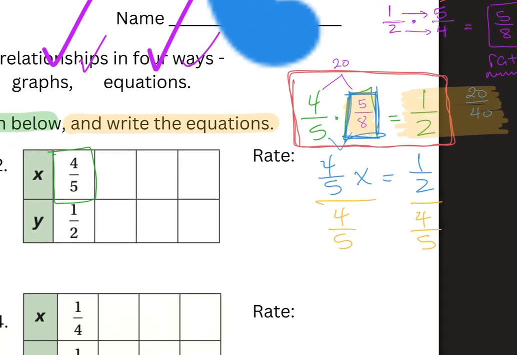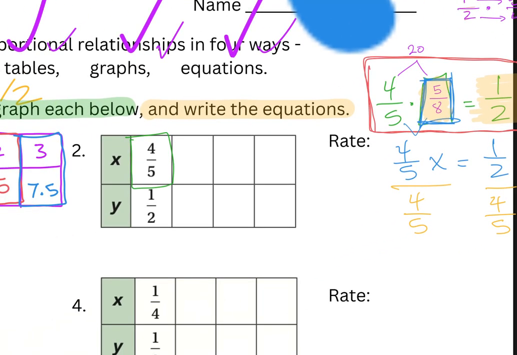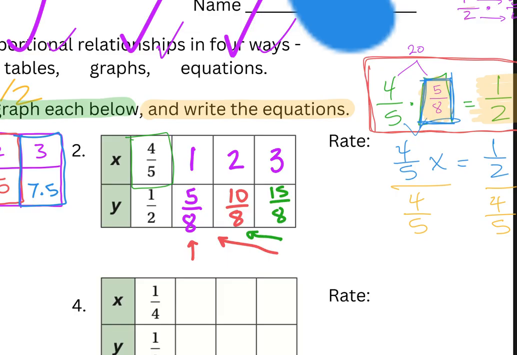So if the rate is 5/8, here's what I'm going to do. I'm going to plug in a 1 here, because that allows me to immediately write down my rate. And I'm just going to keep going. 1, 2, 3. I just have to double this, and that's 10/8. I just have to triple this, or technically just add 5/8 to this, and I get 15/8.